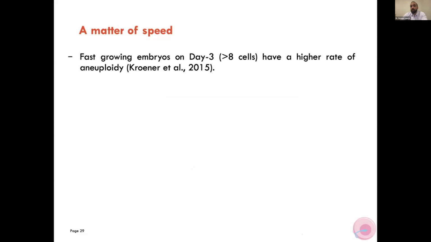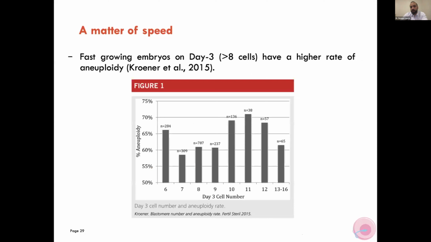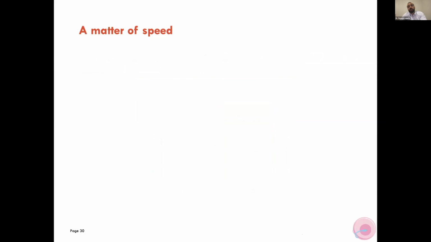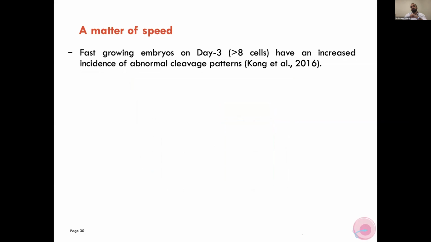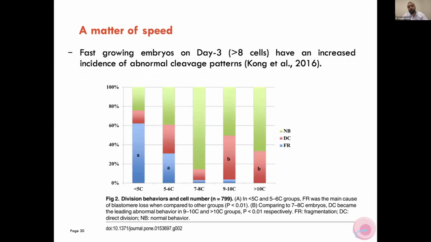Also, there are studies showing that fast-growing embryos on day 3 that have more than 8 cells have a higher rate of aneuploidy. We can see here that over 9 cells, the aneuploidy rate increases compared to 7, 8, and 9 cells. There are also studies that show that fast-growing embryos on day 3 have an increased incidence of abnormal cleavage patterns. And we can see here with the green color, normal cleavage that is higher when we have a 7 or 8 cell embryo.